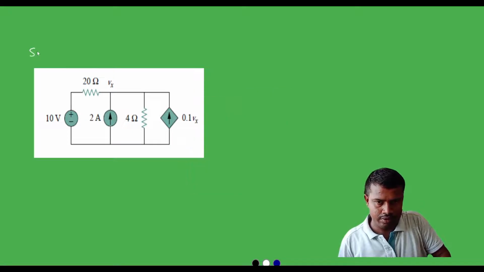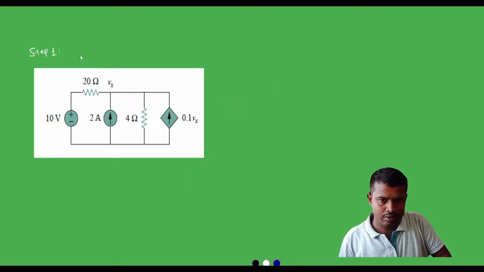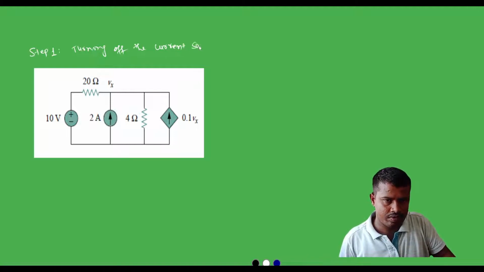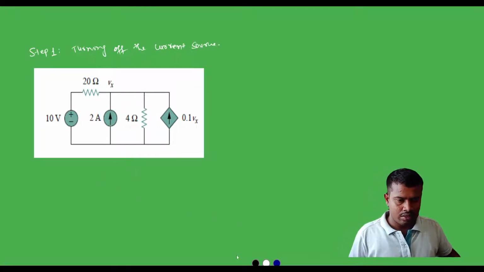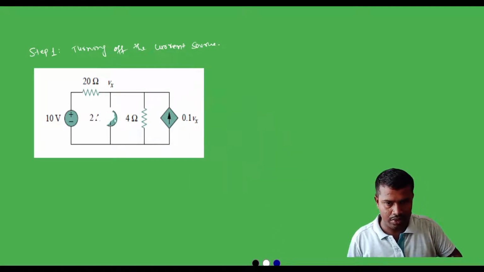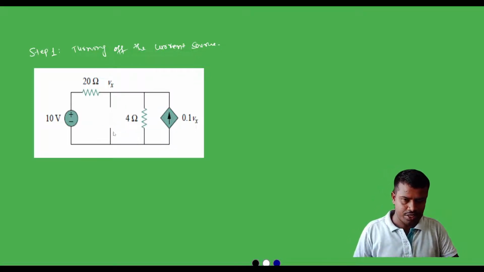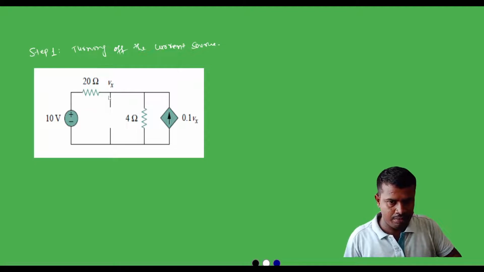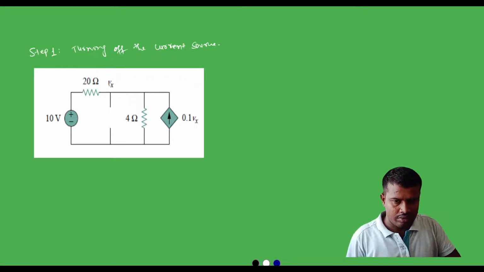So step 1, turning off the current source. For turning off the current source we can just erase it like this and say this is open circuited, and Vx is the potential which we need to find out.